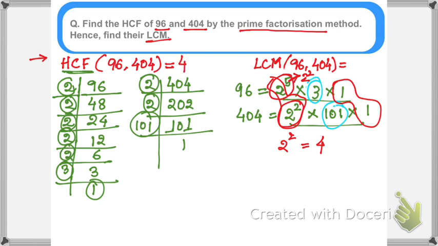Okay. Now comes the main formula. And that is that HCF into LCM is equal to the product of the numbers. This is a formula, that HCF into LCM is always equal to the product of the numbers.